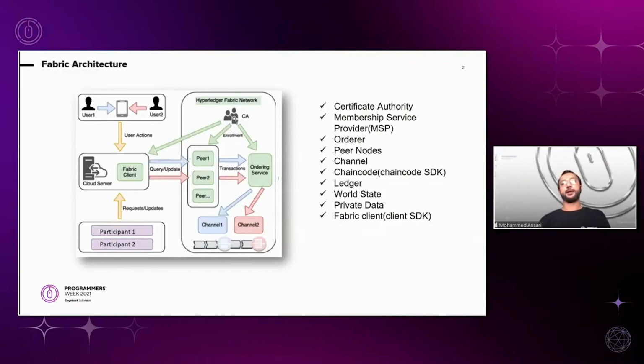So basically a channel is something that offers privacy to all the participants in the system. Now we have chaincode. Chaincode is basically nothing but the smart contract. Ledger is the database, and world state is a point in time on that ledger that the smart contract deals with.